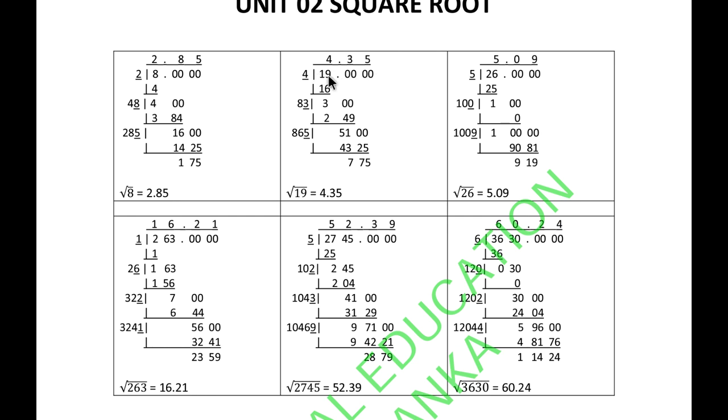Here, 19.0000. First, write the closest square number for 19. That is 4. So 4 times 4 is 16, and you subtract, that's 3, and take the 2 zeros down. So that will be 300. Then you multiply this 4 by 2, that is 8, so you write 8 here. Then you put a blank here, and the same number you need to mention over here. I'm putting 3, so I write 3. So 3 times 3, 9. Then 8 times 3, 24. So you need to find a number which, after you multiply it with 83, should be equal to 300 or lower than 300, and it should be close.